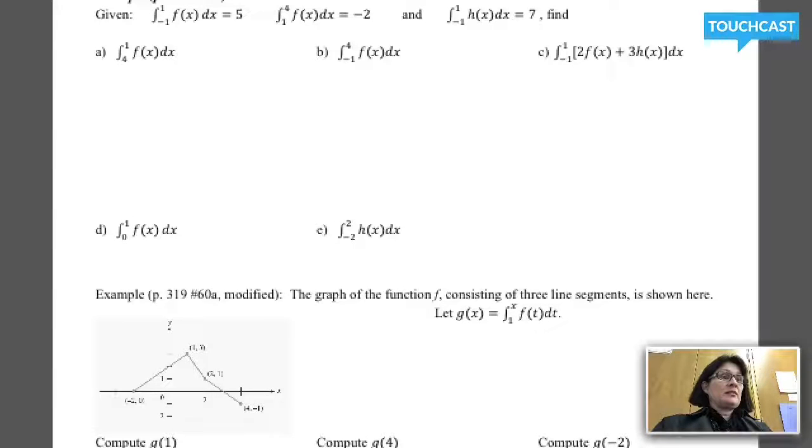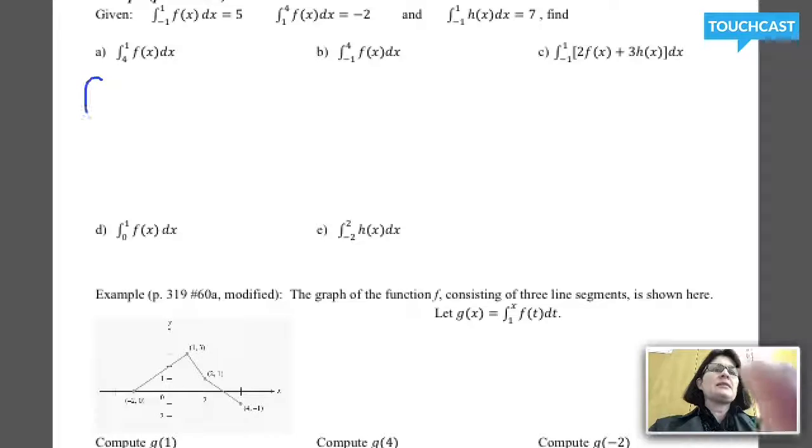Let's finish up this example from your 5.3 handout. We did part A and B in the last video. Part C, if I want to take the integral from -1 to 1 of 2f of x plus 3h of x dx, notice that's the integral of a sum, and I can rewrite that as the sum of two integrals. So that's my first step here.